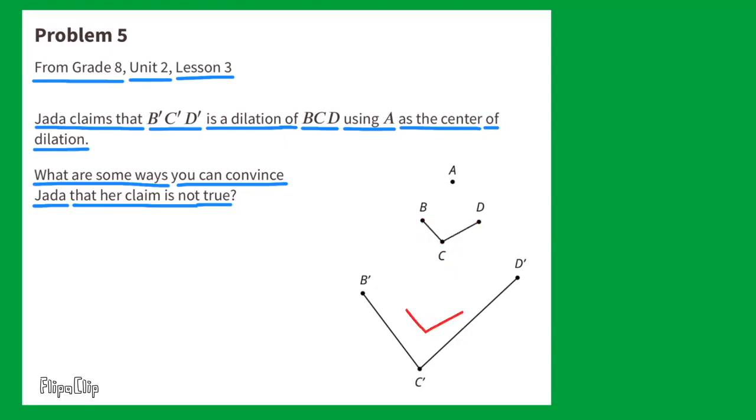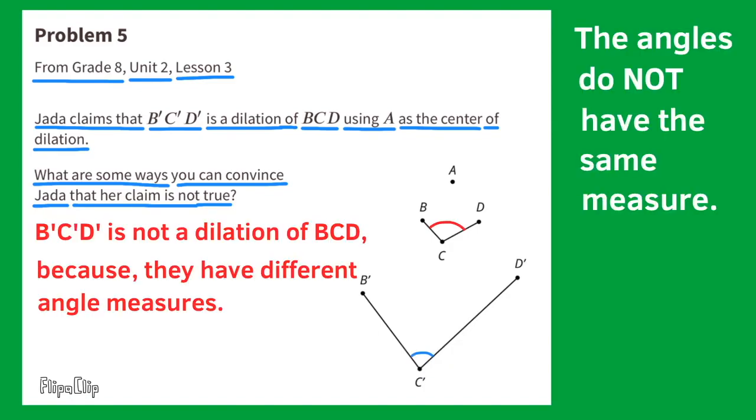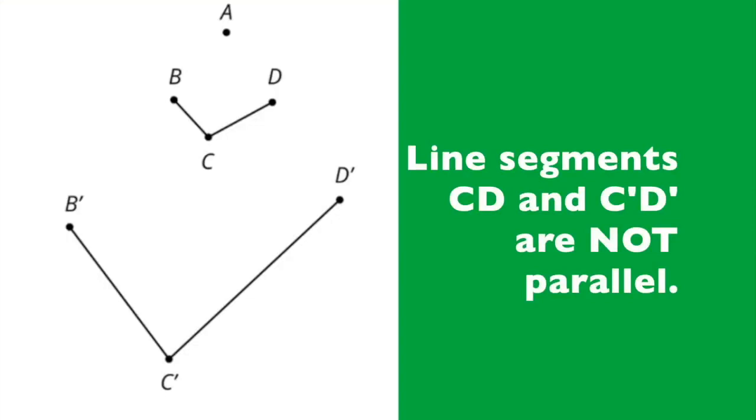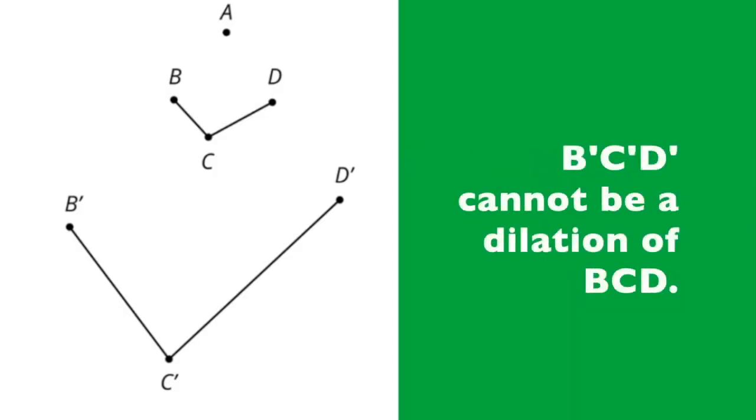Let's compare the two angles. Angle BCD looks to be wider than angle B prime, C prime, D prime. The angles do not have the same measure. B prime, C prime, D prime is not a dilation of BCD because they have different angle measures. Also, if you look close enough, you can see that line segment CD and line segment C prime D prime are not parallel. And it's because of these reasons that B prime C prime D prime cannot be a dilation of BCD.